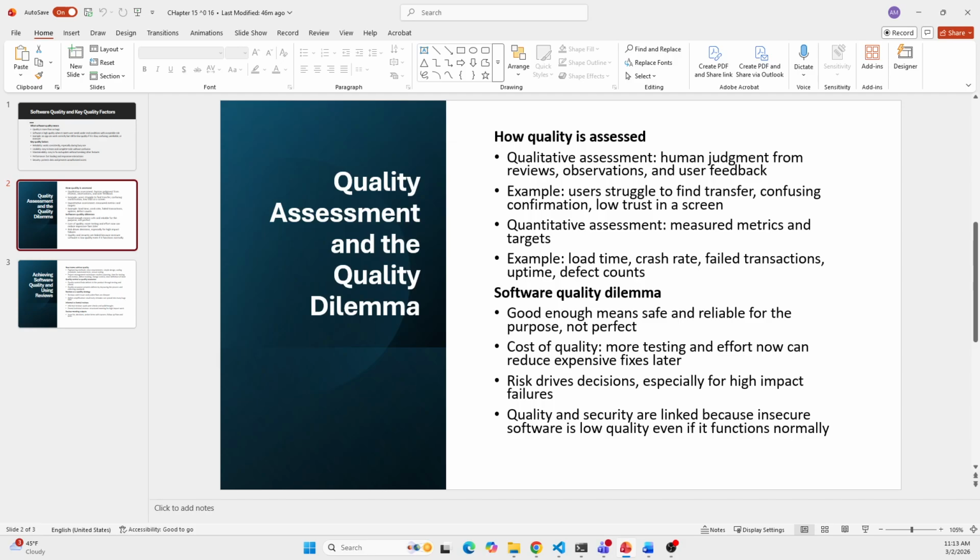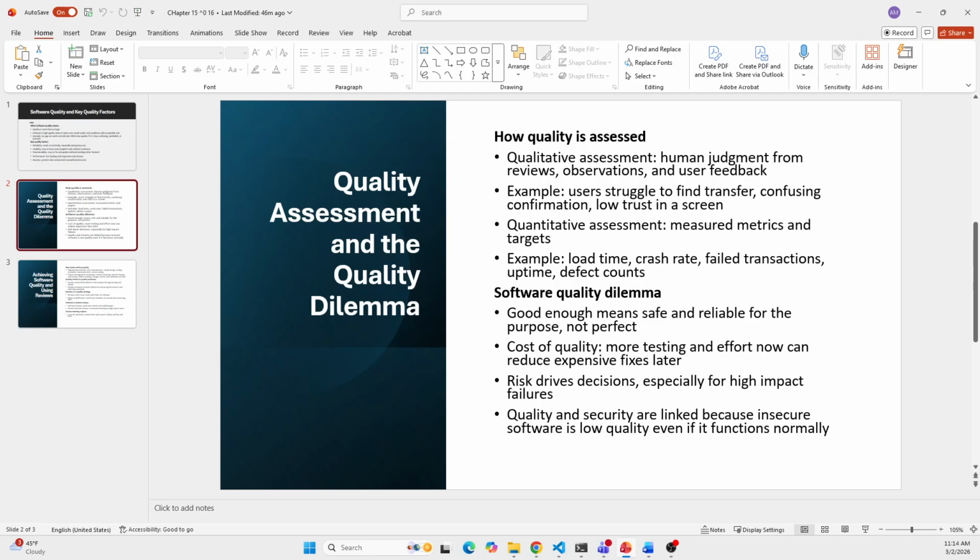So if a bank rushes the app out without enough testing, customers might get logged out. A transfer may fail. So fixing problems after release is usually more expensive than preventing them earlier. And then we have risk and the link between quality and security. Security is a part of quality. A system can work but still be low quality if it is insecure. Security problems are high risk because they can cause real harm.